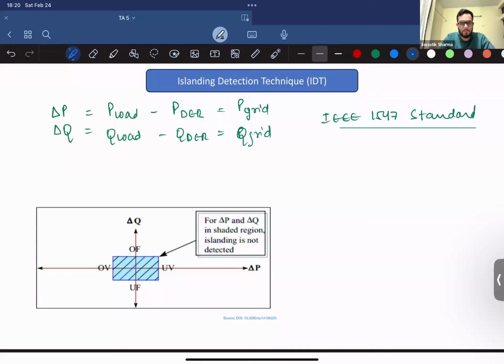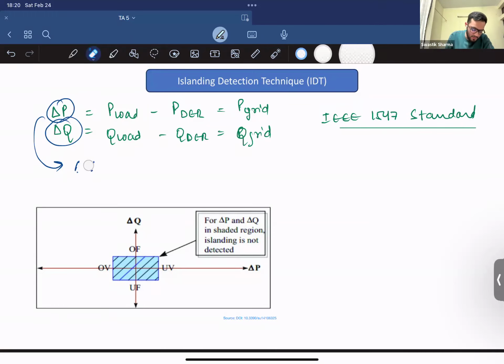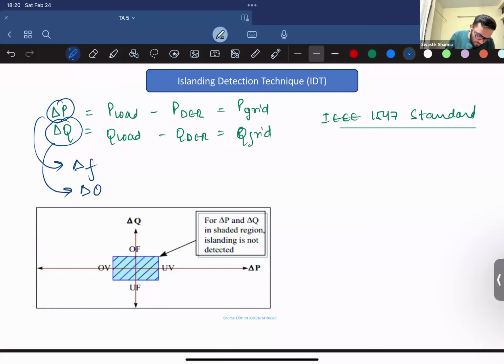So let's say we got delta P and delta Q. A power mismatch delta P causes a difference in frequency, so your frequency starts deteriorating. And then delta Q causes voltage sag or voltage deterioration.